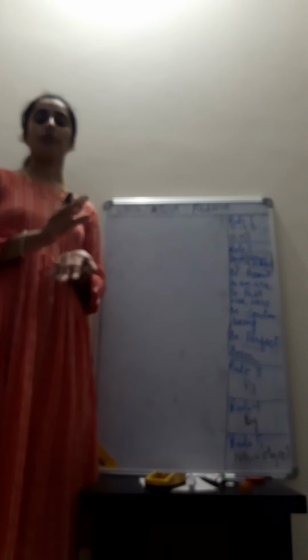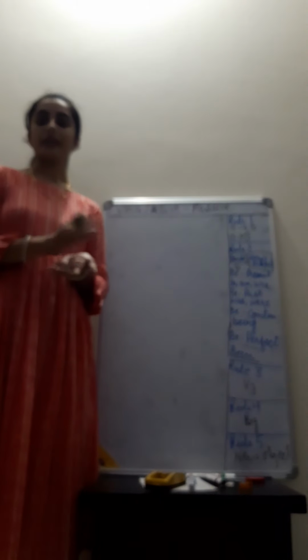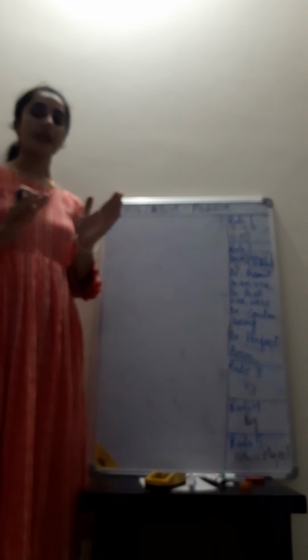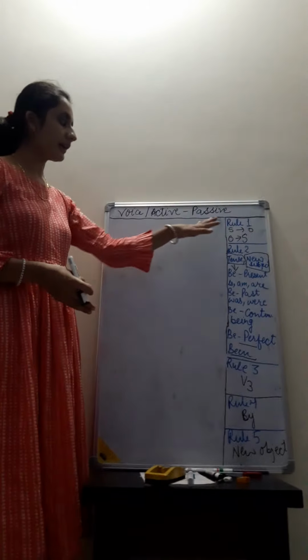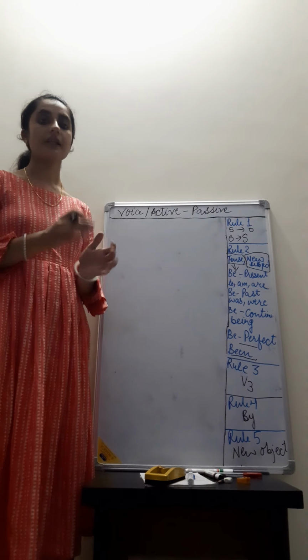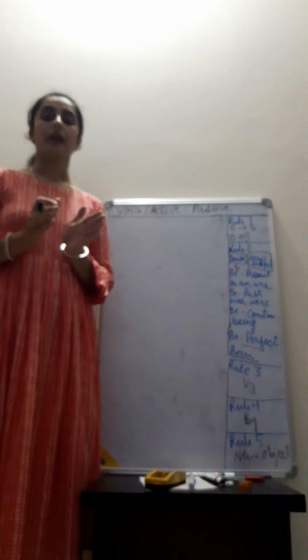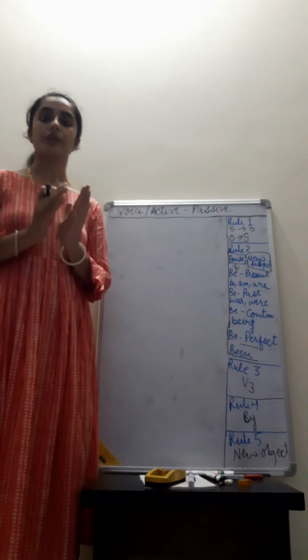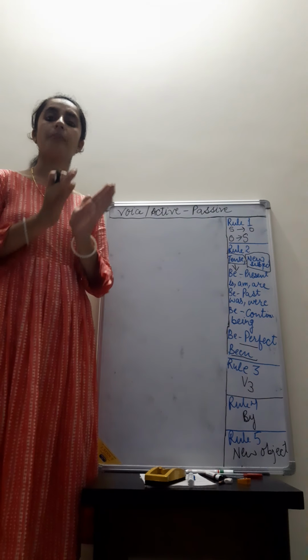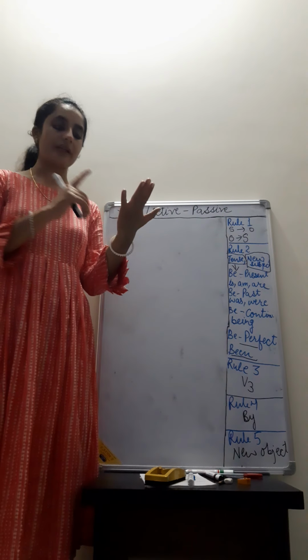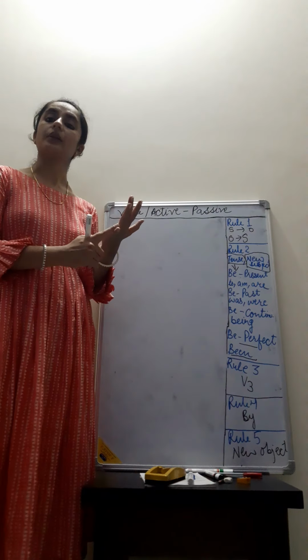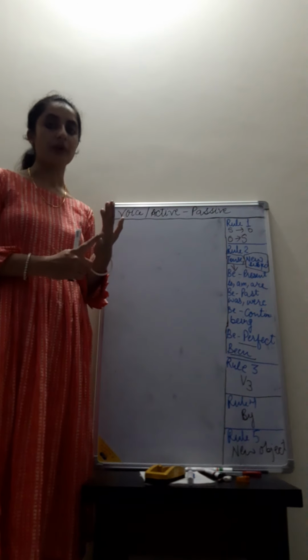In the previous video, we discussed how to transform an active sentence to a passive sentence. We discussed the 5 rules on the basis of which we can change an active sentence into a passive sentence. Now I will deal with the present tense. First of all, we will discuss the present tense thoroughly: present indefinite, present continuous and present perfect.